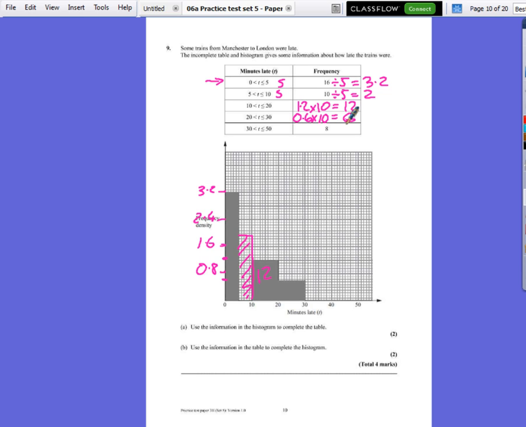And finally, the last bar we need to draw on. So we've got a frequency of 8. We want to divide that by the class width, which is 20. 8 divided by 20 is 0.4. So we want to do a bar that's 0.4 tall and also runs to 50. So 0.4 tall and runs to 50. That's where our last bar would be.